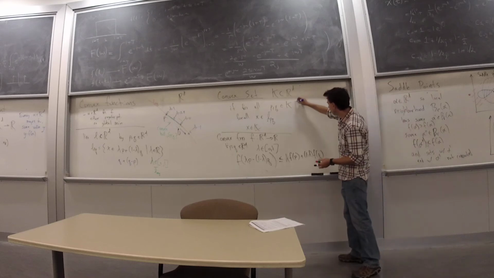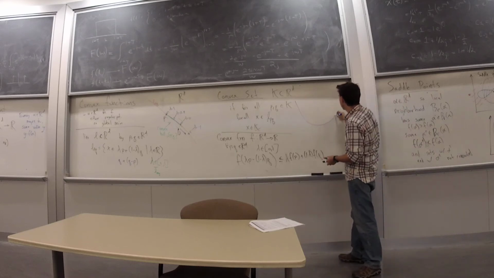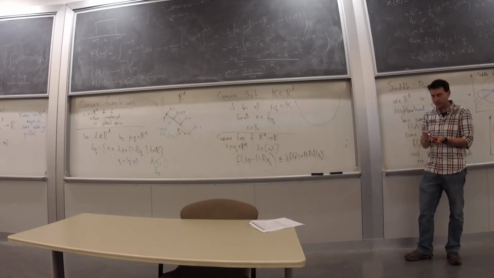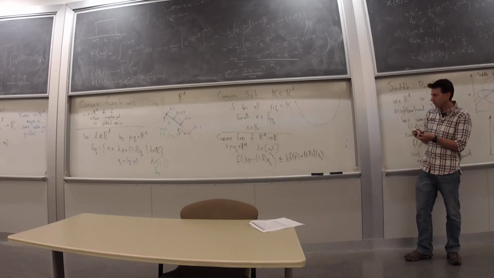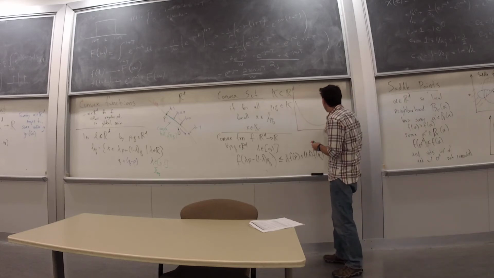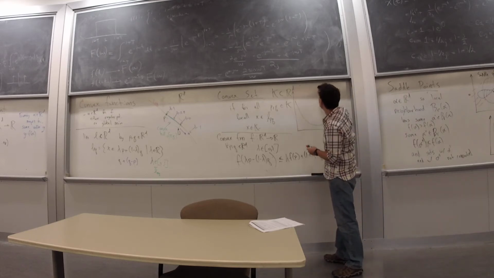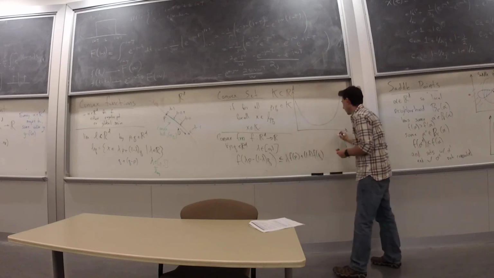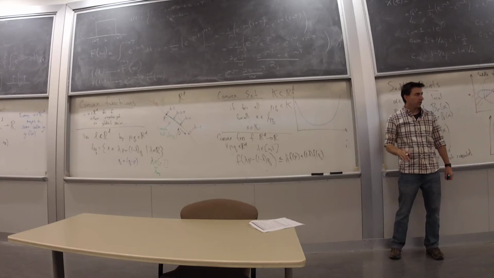So let's draw a function. This is going to be a convex function for now. So I illustrate what's going on here. And that's lambda in the closed interval 0 to 1.